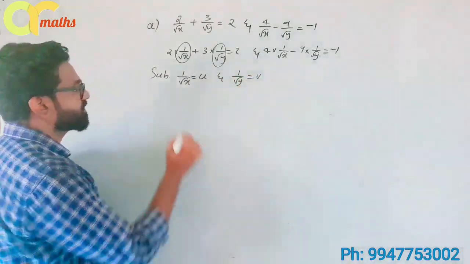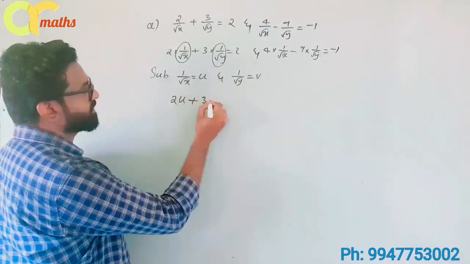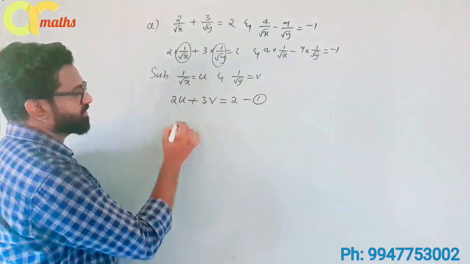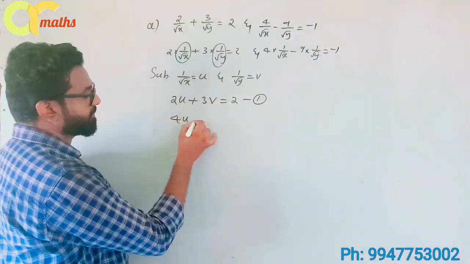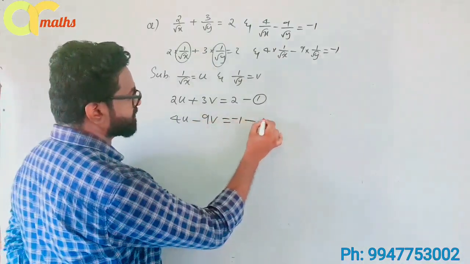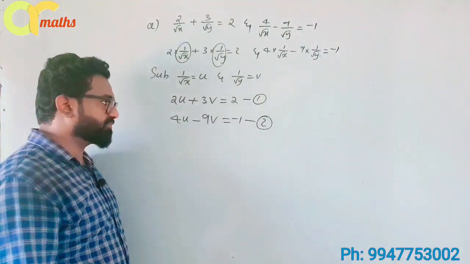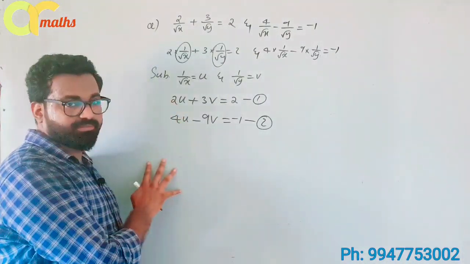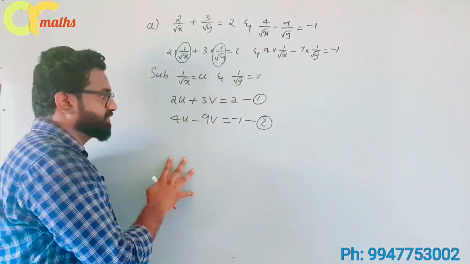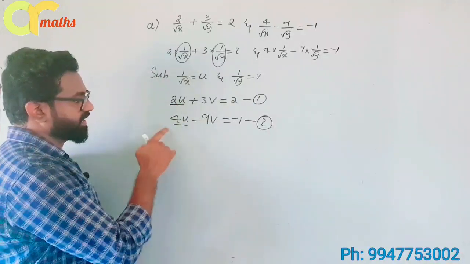Then 2u plus 3v equal to 2, you got first equation. Next 4u minus 9v equal to minus 1, you got second equation. Then simplify. How to simplify? How to find the solution of these two equations? By elimination method. Make any one term same. So here 4v, here 2v. Can you make it same?